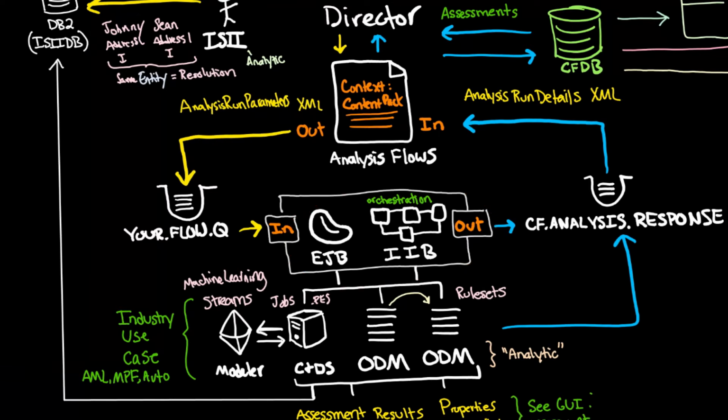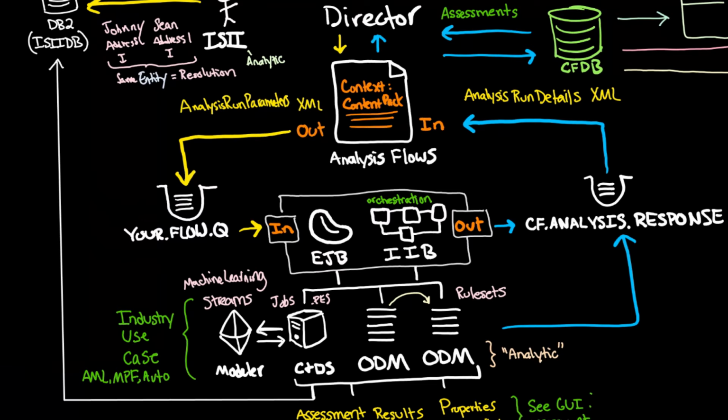The idea here, once again, is that we have a message. This message is going to go on a queue. That queue is a queue that you will designate here, and the message that goes there is in XML format here, and it's called analysis run parameters. And it gives parameters that go into this part of the flow. Now, although you could do this with EJB, it's more common to do this with IIB. IIB is the IBM integration bus, and it's also known as the orchestration layer.